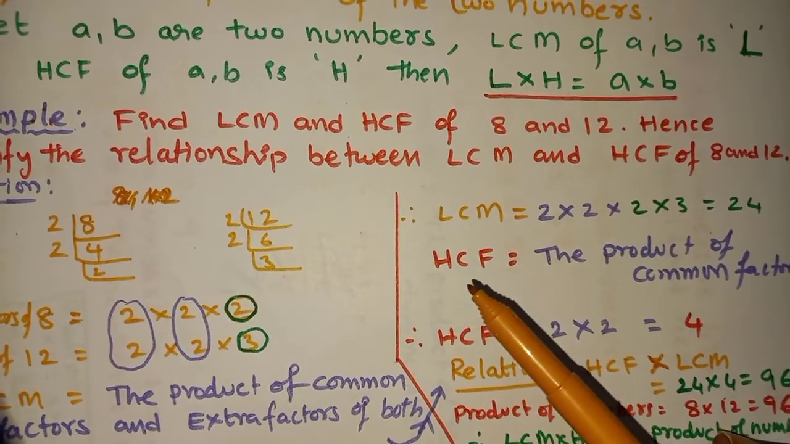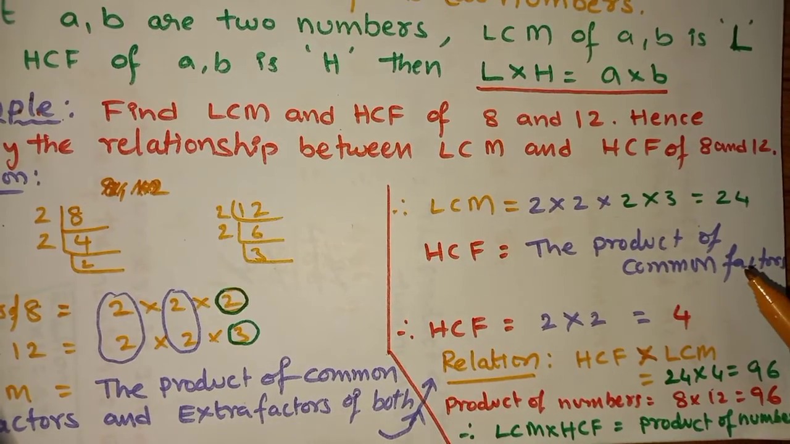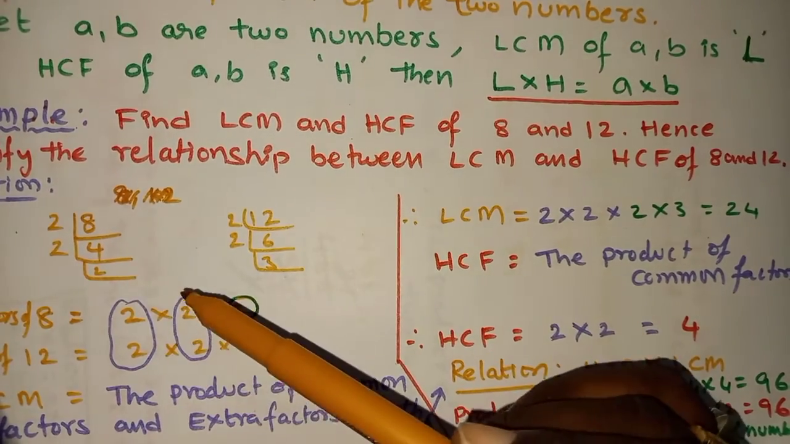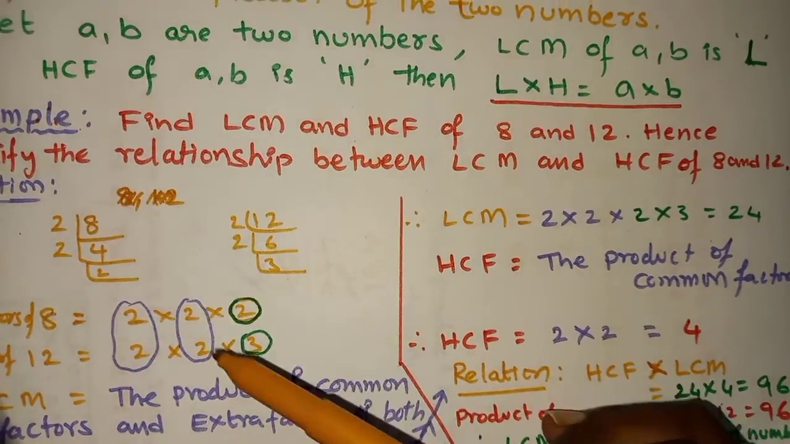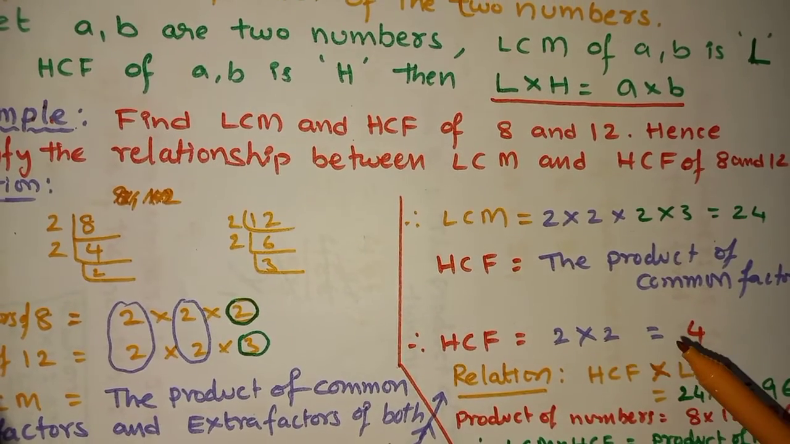Now coming to the HCF, it means the product of only common factors. Here the only common factors are 2 and 2. No need to consider these extra factors. So 2 2s are 4.